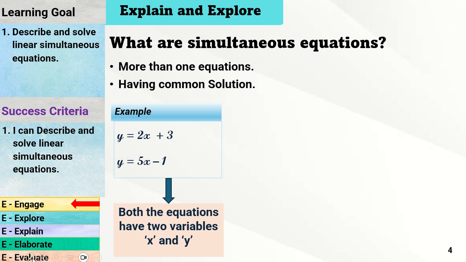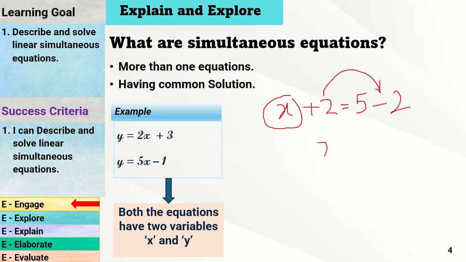Just recall linear equations, in which we had a question like this: x plus 2 equals 5. Now in this equation you have only one variable, that is x. So it's easier to solve because we just shift plus 2 to the right hand side. It will become minus 2. So the answer will be x equals 3. These questions are easy because they have one variable.